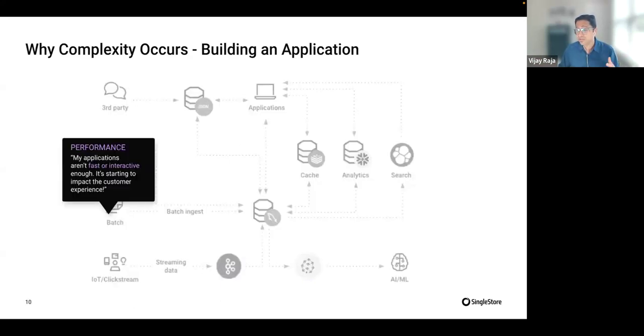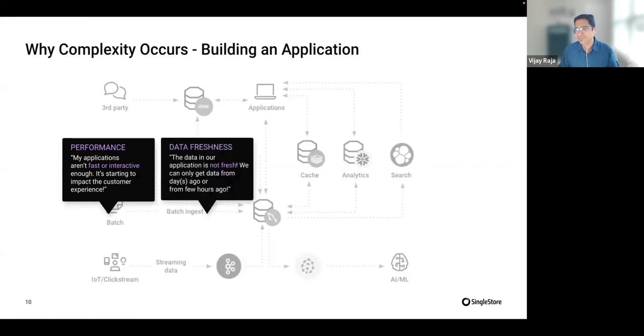And what we hear from customers is, oh, my application is not fast or interactive enough. My queries aren't fast enough. The data is not fresh. The data is probably 3 hours old, 6 hours old, 12 hours old, or from a few hours ago, right? We hear this all the time.